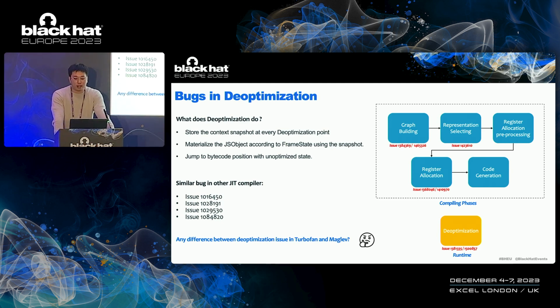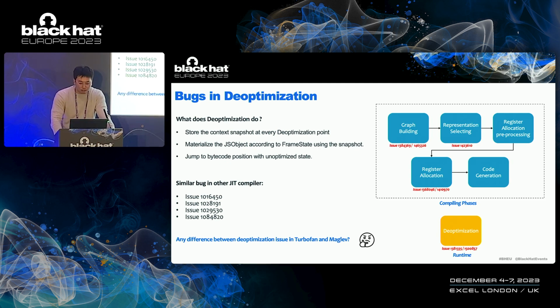The next part is bugs in the de-optimization. De-optimization means that when it's found that the optimized code is not enough to support the current input or state, it will jump to the non-optimized state to continue execution. The process is storing the context snapshot at every de-optimization point and materializing the JavaScript objects according to the frame state using the snapshot. Finally, jumping to the bytecode position with the unoptimized states.